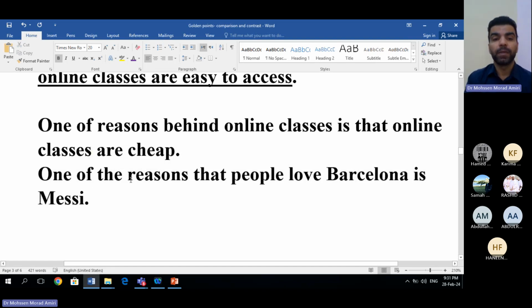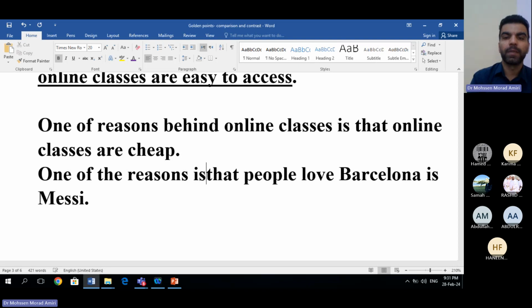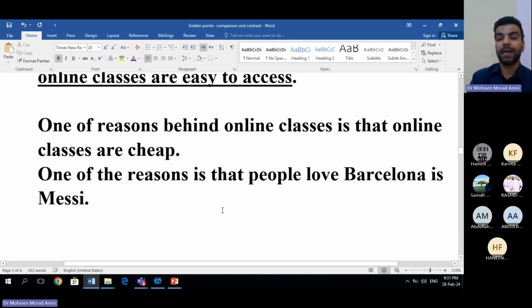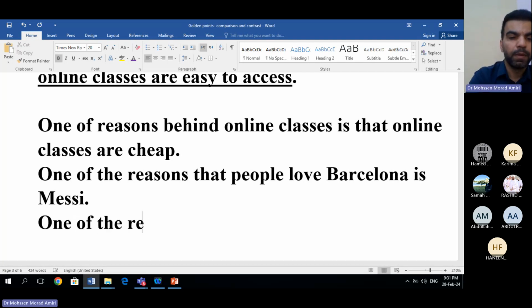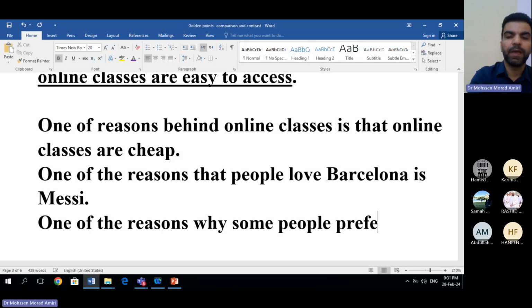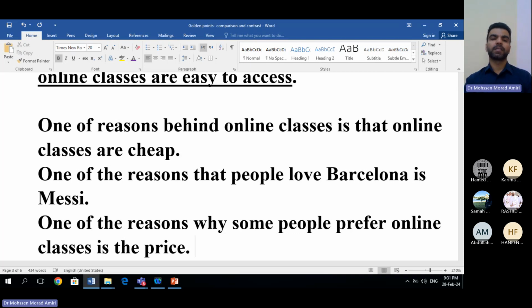One of the reasons is that one of the reasons that people love Barcelona is Messi. Another one of the reasons why, again, this is another way, is that some people prefer online classes because of the price, the cost.